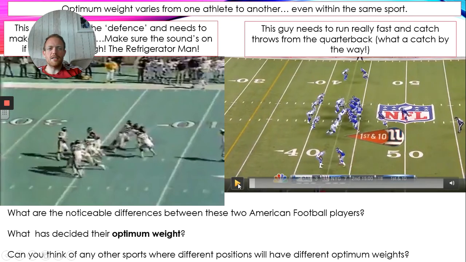This is unreal. This is in 2014, I think. One of the best catches you'll ever see in your life.